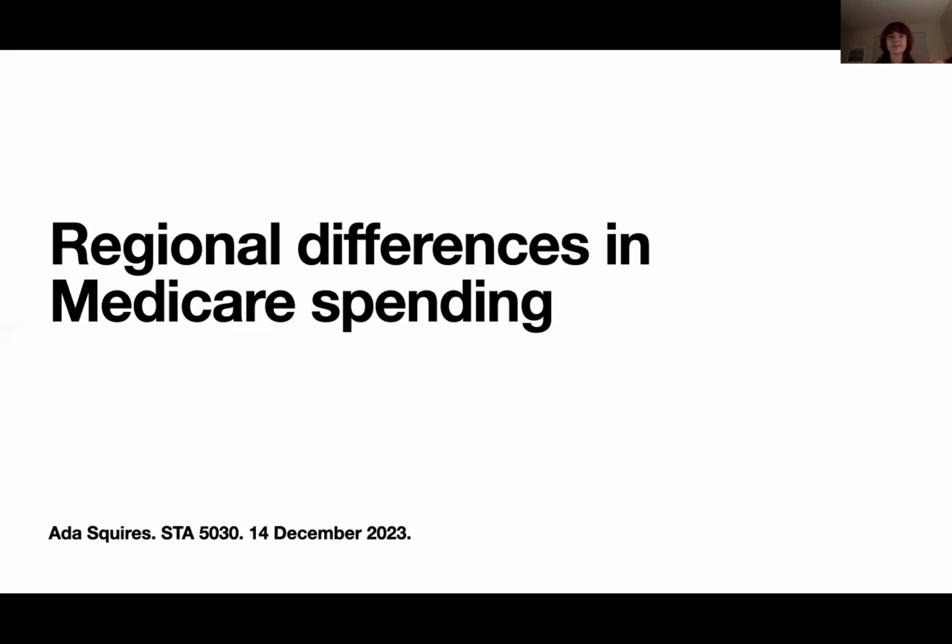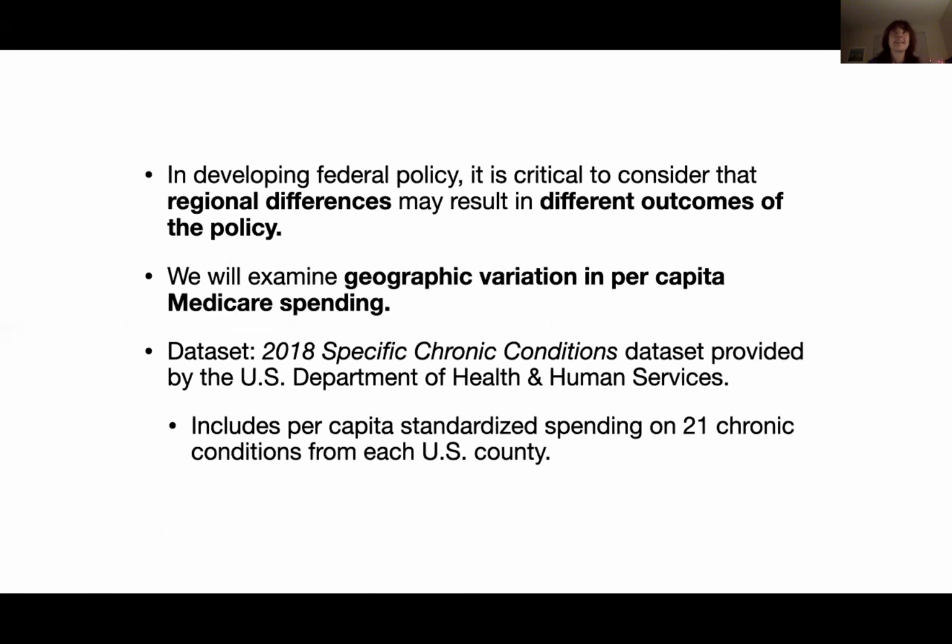Okay. So for my analysis, I wanted to look at regional differences in Medicare spending. When developing any policy, the ideal is that it should affect everyone, everywhere in kind of the same way. And so for a federal policy such as health insurance or Medicare, if there's any variation, say geographically, that's an important issue to look at. That's what I was trying to examine in my analysis: any geographic variation in Medicare spending.